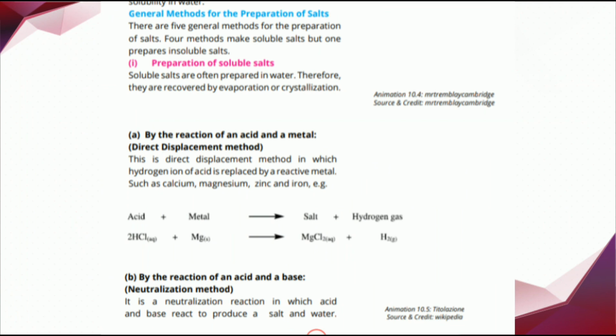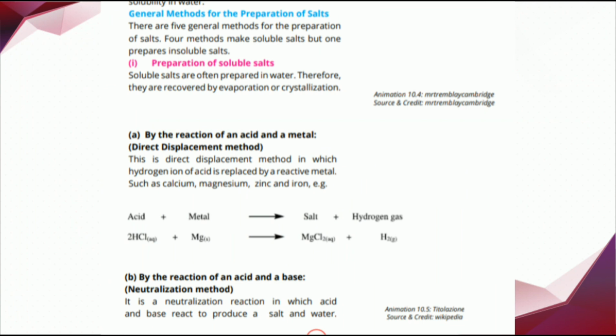From 4 methods, the salts which are obtained are dissolved in water, but from 1 method, the newly prepared salt is not dissolved in water. Now, preparation of soluble salts. How can we prepare soluble salts? Soluble salts are often prepared in water. Therefore, they are recovered by evaporation or crystallization. The salts which are dissolved in water, we can obtain by the method of evaporation and crystallization.